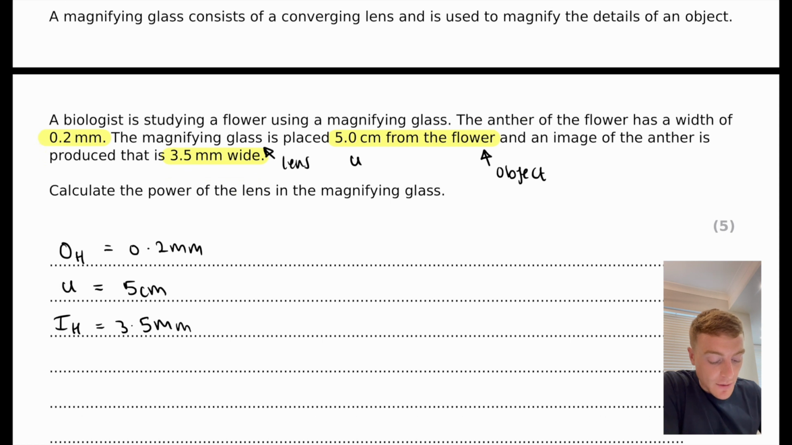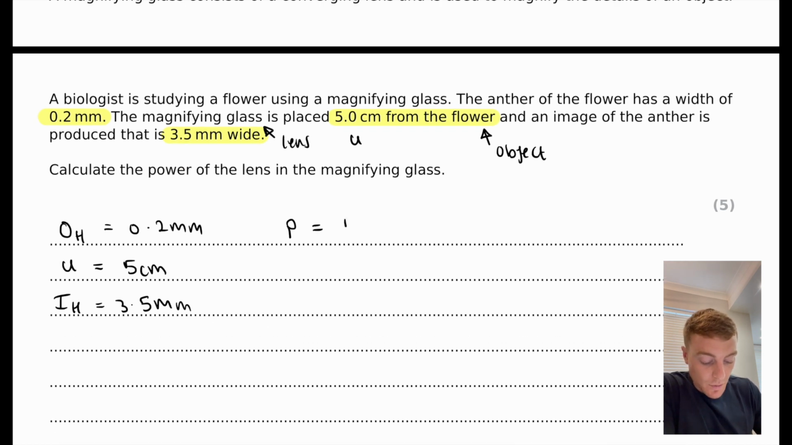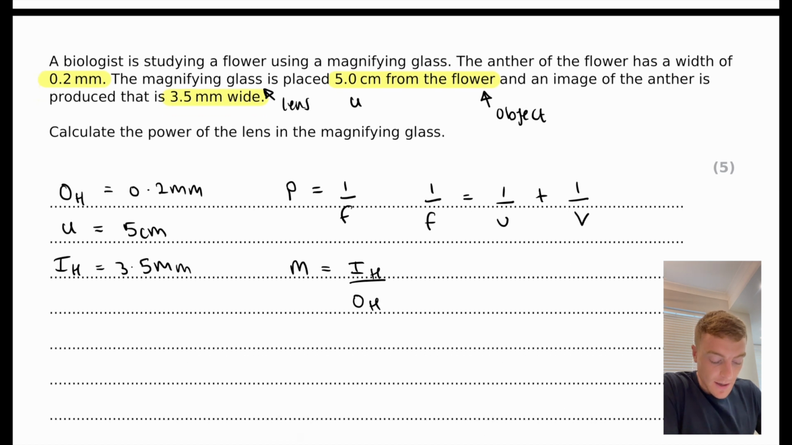Now it says calculate the power of the lens in the magnifying glass. Now, I'm not really sure what formula to use, so I'm just going to write down everything I know. So I know power is equal to 1 over F. And I know to get focal length, I can use 1 over F equals 1 over U plus 1 over V. Okay, so in order to find power, I either need focal length or I need U and V. Well, I'm given U in the question, but I'm also given object height and image height. So that's going to indicate to me that maybe I want to use the magnification formula, image height over object height. Well, I also know for magnification, it's minus V over U.